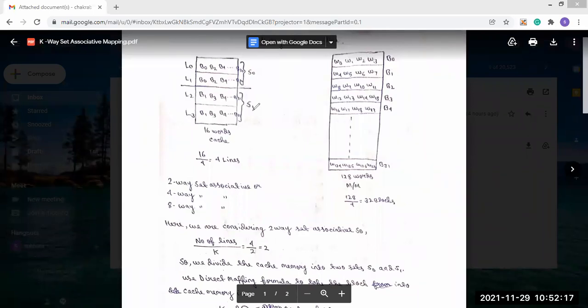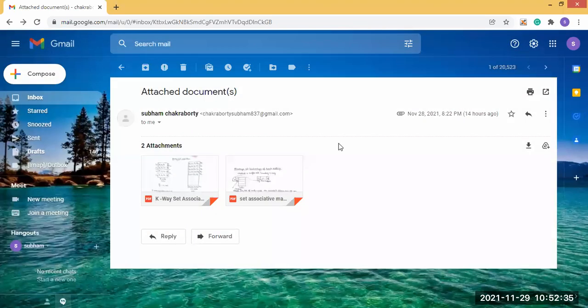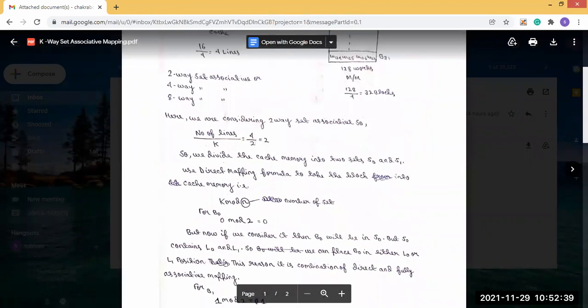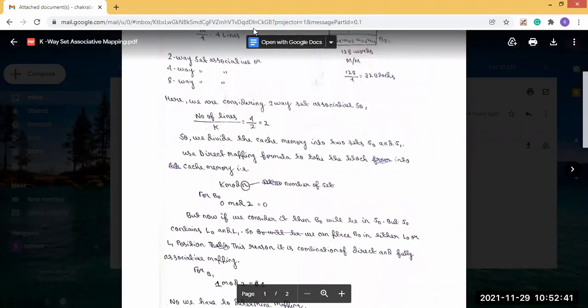And here we changed the formula K mod N. In direct mapping, N specifies the number of lines, but here N will specify the number of sets. So it will be K mod N.